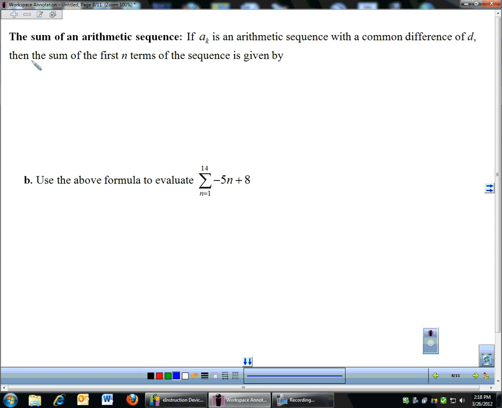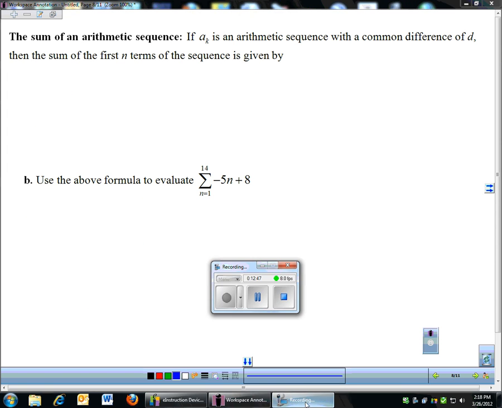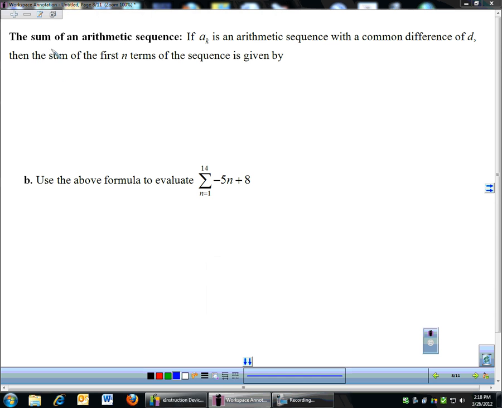The last thing, finding the sum of an arithmetic sequence. How am I doing on time? 12 minutes. All right. Finding the sum of an arithmetic sequence. This turns it into a series.